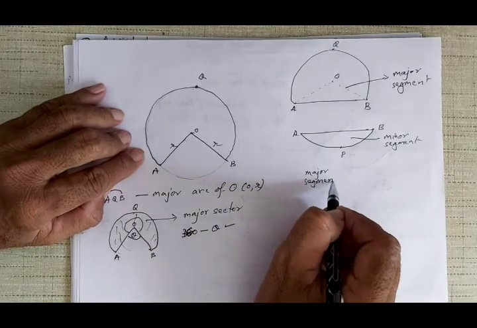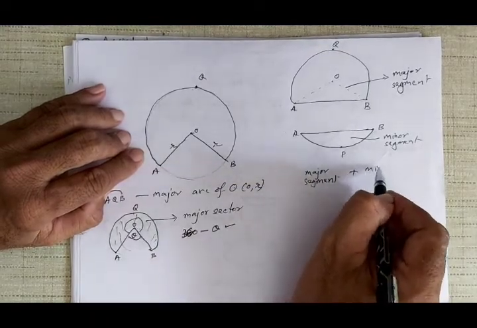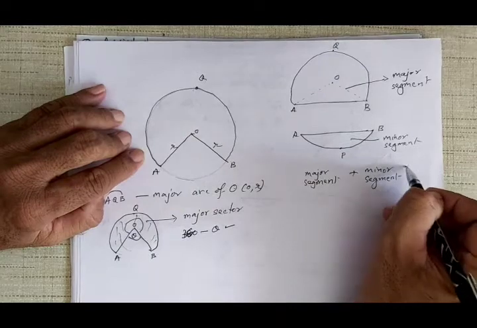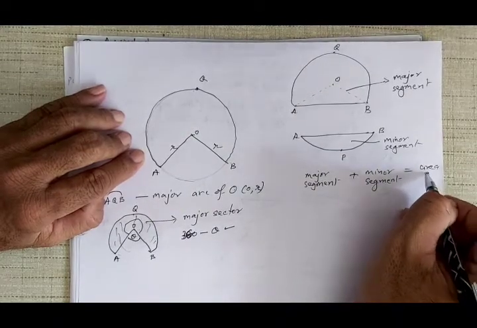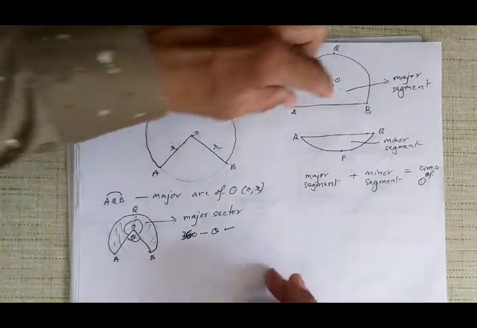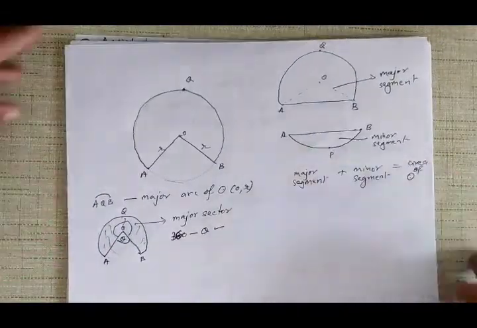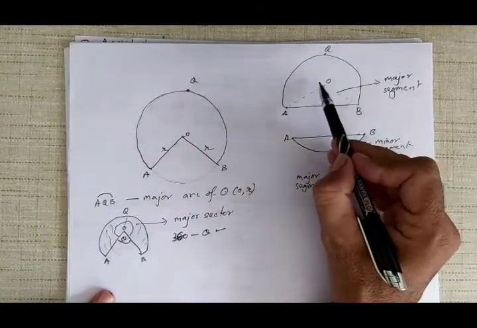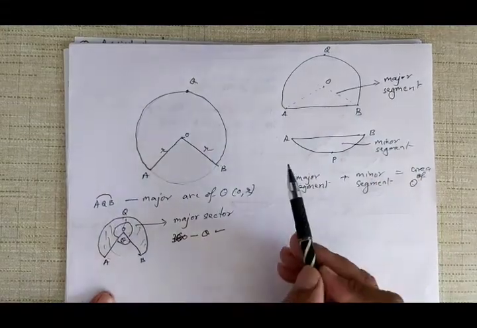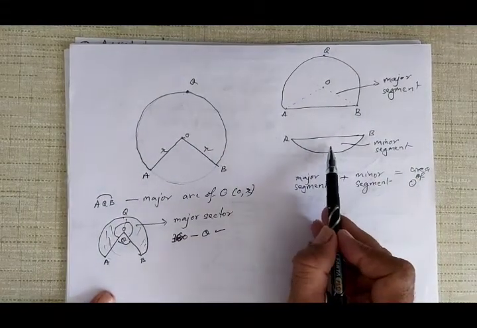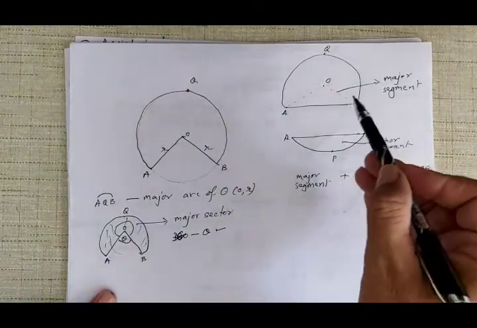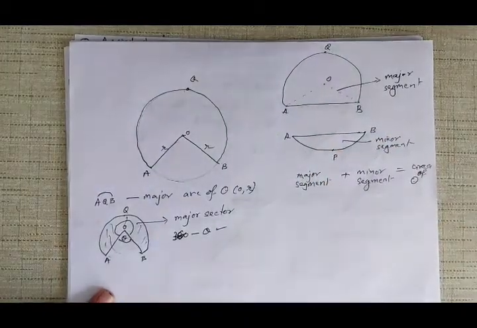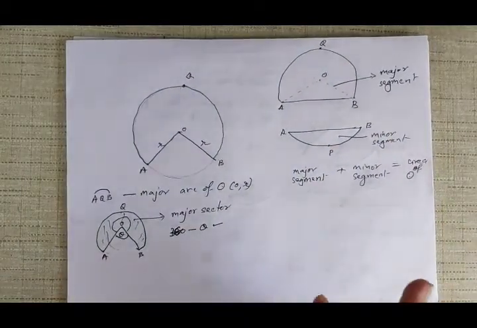Now if you add the major segment and the minor segment, what will you get? You will get the area of the circle. Why? Because if you join them together, you will get the area of the circle. So if you want to find the area of the major segment, all you have to do is subtract the area of the minor segment from the area of the circle. Find the area of the circle, find the area of the minor segment, subtract it, and you get the area of the major segment.